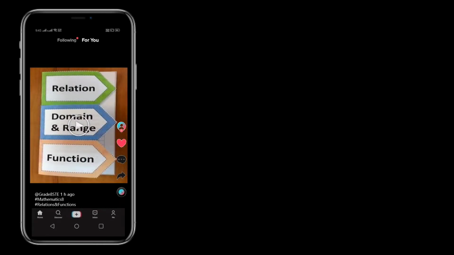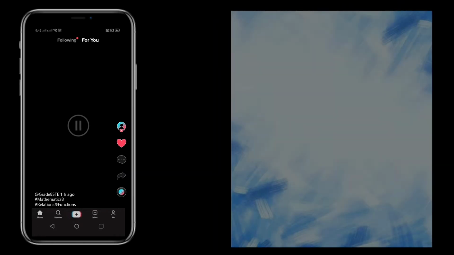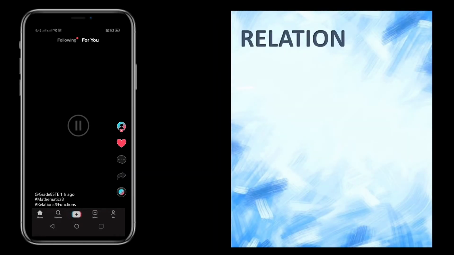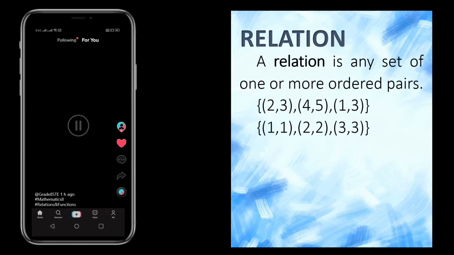Ang pag-uusapan natin ngayon ay patungkol sa relation. Wow! Hindi ito yung relation o relasyon ha na hindi kayo makarelate-relate. In mathematics, a relation is any set of one or more ordered pairs. For example, the set of ordered pairs (2, 3), (4, 5), and (1, 3) is a relation. The set of ordered pairs (1, 1), (2, 2), (3, 3), tapos yung (0, -4), (-1, 2), and (2, -1) are all relations.